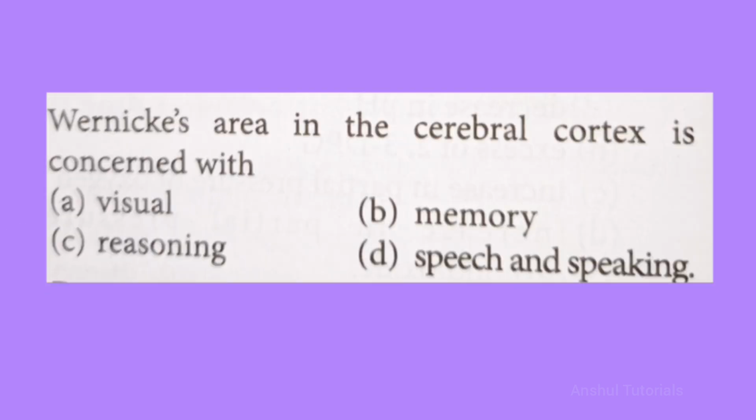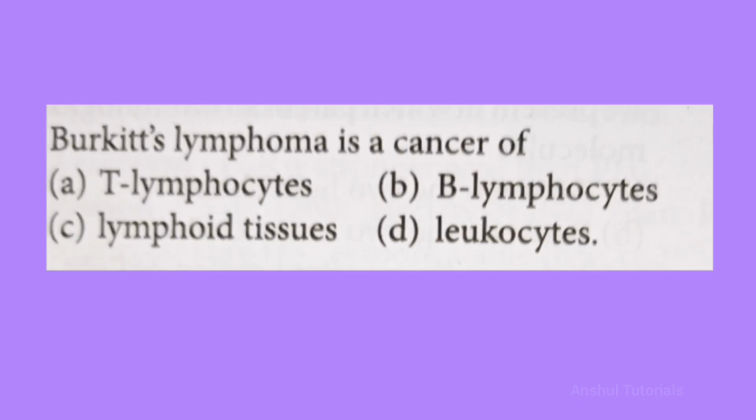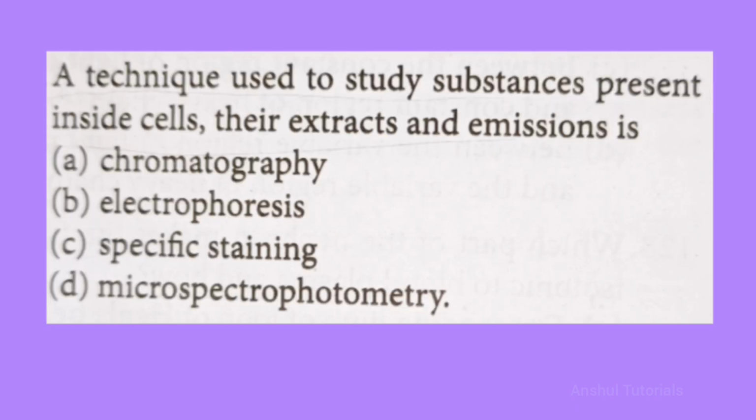And the next question: Wernicke's area in the cerebral cortex is concerned with, so the correct answer is option D, speech and speaking. And the next question: Burkitt's lymphoma is a cancer of, so the correct answer is option B, that is B lymphocytes. And the next question: a technique used to study substances present inside cells, their extracts and emission is, so the correct answer is option D, that is microspectrophotometry.